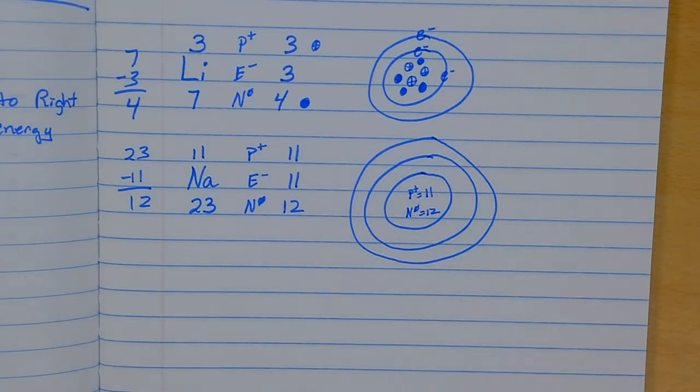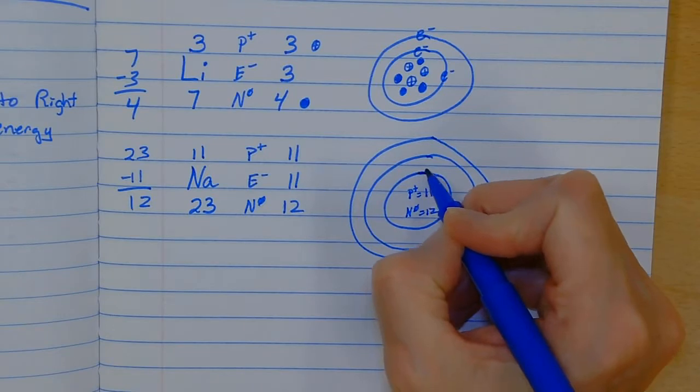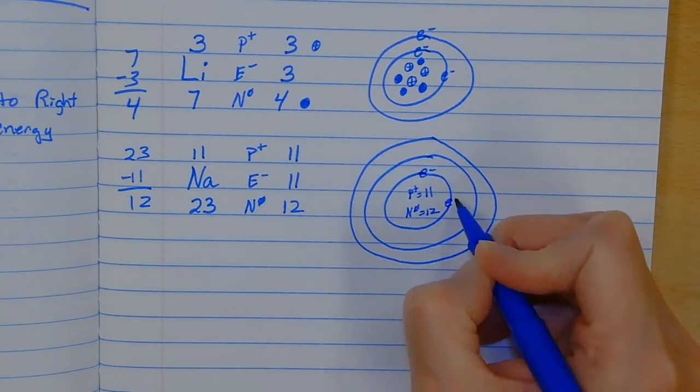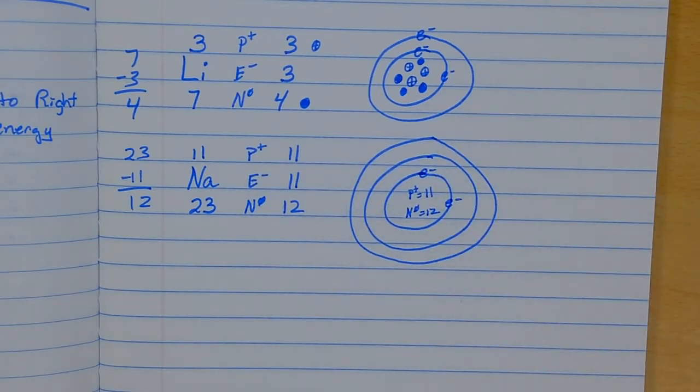So we're going to fill the level closest to the nucleus first, and there can only be 2, so we're going to put 2. Okay, so we still need 9 more, because we need 11 in all.